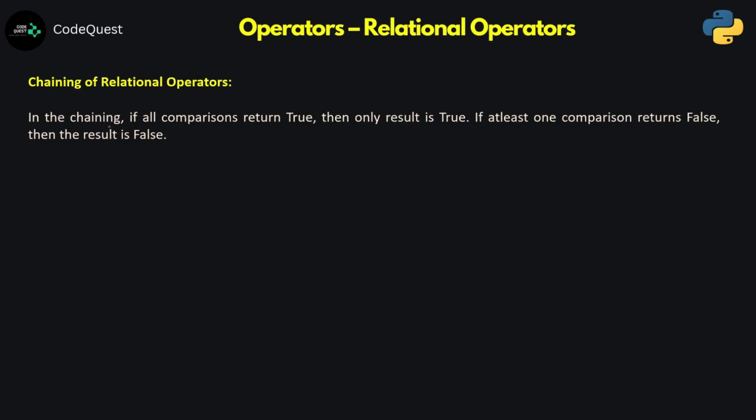What exactly is chaining? Suppose we have given multiple comparisons in one line, and during the evaluation, if all of them return true, then the final result is considered to be true. If at least one comparison becomes false, then the entire result is going to be false. Let's check with this. This is a very straightforward one where I'm comparing 10 less than 20. Of course, it is going to give me true.